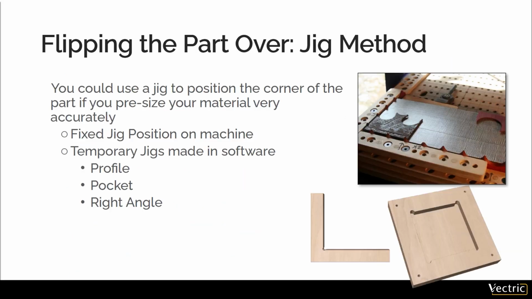An alternate method is that you could go ahead and use or create a corner jig. You will need to ensure that you can pre-size your material very accurately, and you can set the XY0 very accurately off the corner of that jig. This method, when done correctly, will give you excellent alignment in the X and the Y. There are many strategies that you could use to create a two-sided part on your machine. Things like squares or right-angle jigs and pocket jigs are only a couple.